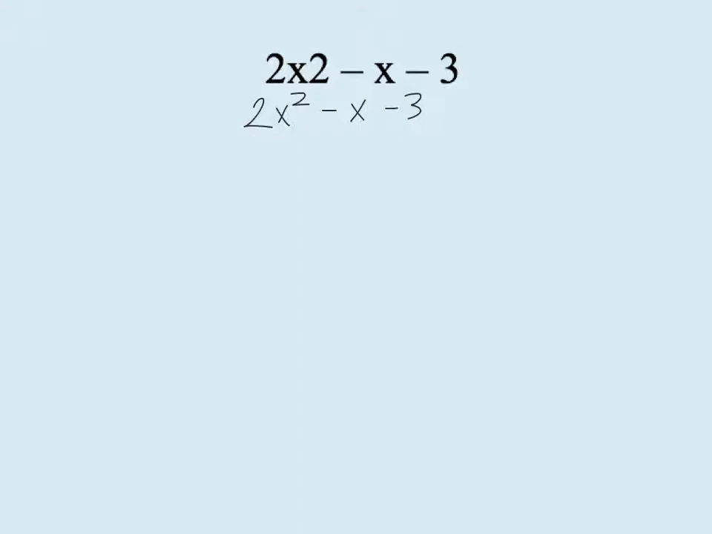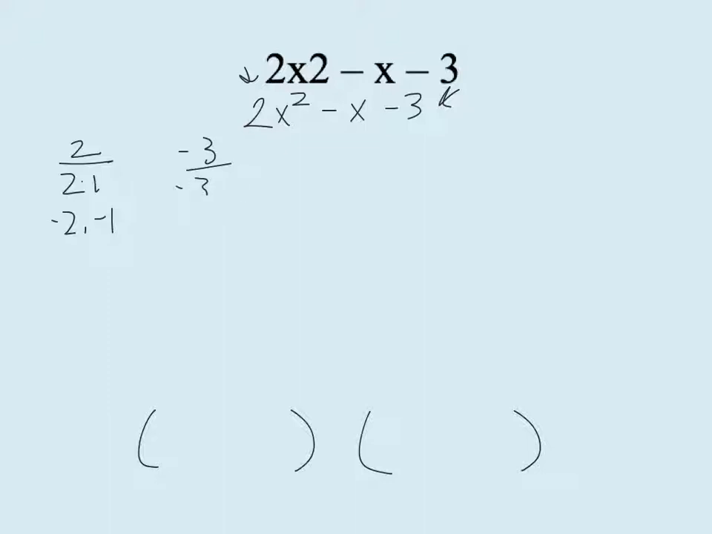So binomial times a binomial. So something in parentheses times something in parentheses. The first thing you should do is find the factors of both your first term and your last term. So the factors of 2 would be 2 and 1, or negative 2 and negative 1. The factors of 3, actually it's a negative 3, they're negative 3 and 1 or negative 1 and 3. And what you have to do is basically guess and check.